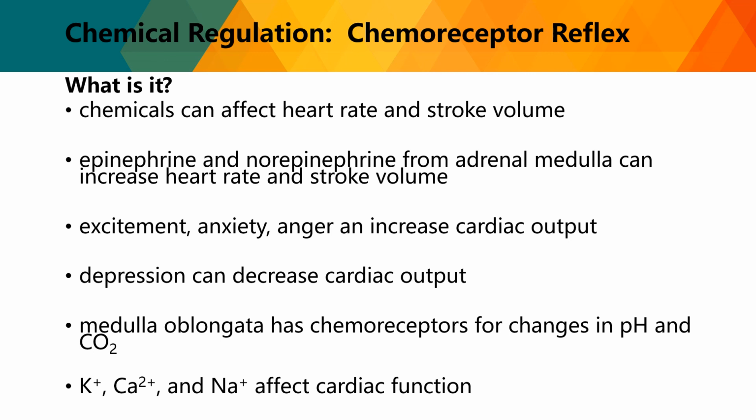So, chemical regulation, which is reflected by the chemoreceptor reflex, is where chemicals can affect the heart rate and stroke volume. Epinephrine and norepinephrine from the adrenal medulla can increase heart rate and stroke volume. Excitement, anxiety, and anger can cause an increase in cardiac output. Depression can decrease cardiac output. The medulla oblongata has chemoreceptors for changes in pH and carbon dioxide. Also potassium, calcium, and sodium affect your cardiac function.